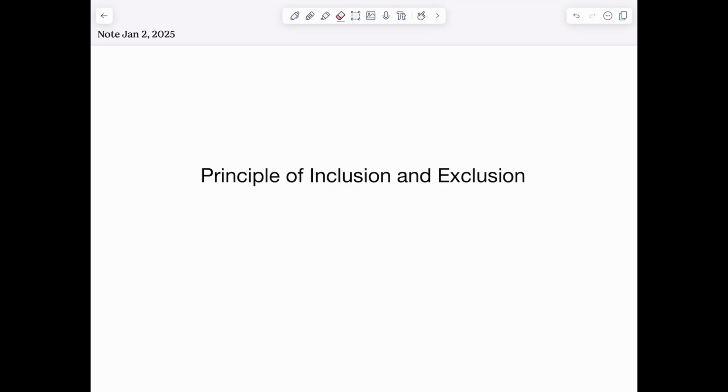Hello everyone, today we're going to talk about the principle of inclusion exclusion, which is a form of strategic overcounting to help solve a problem in a simpler method. Alright, let's start with our first example.